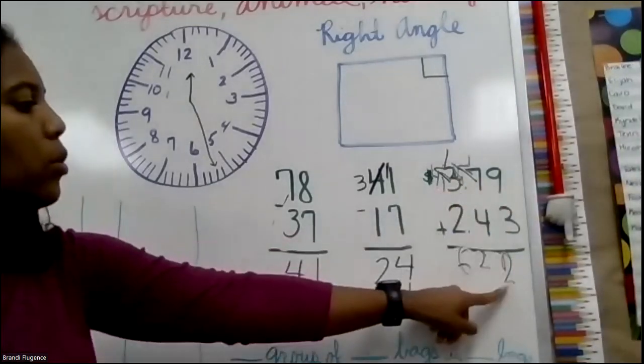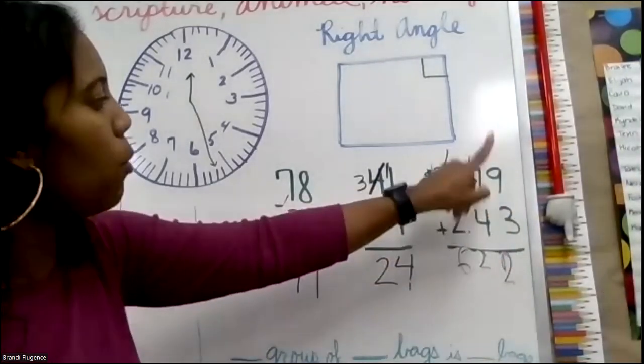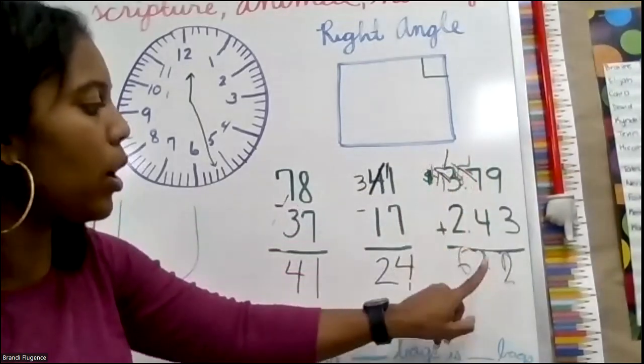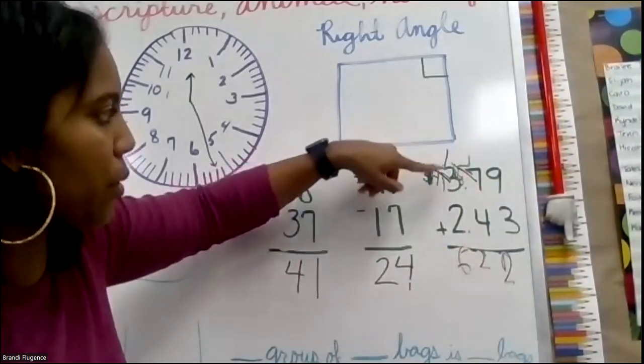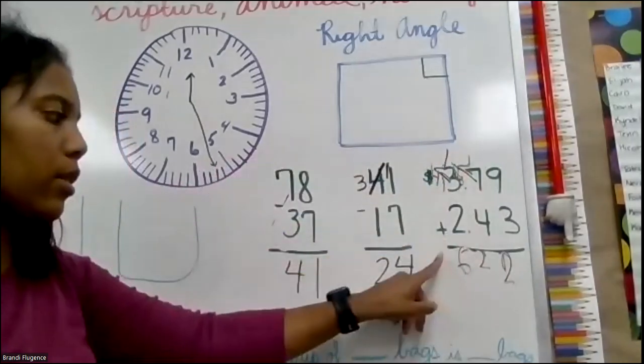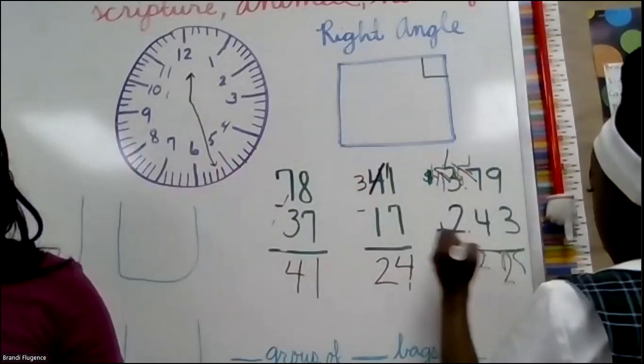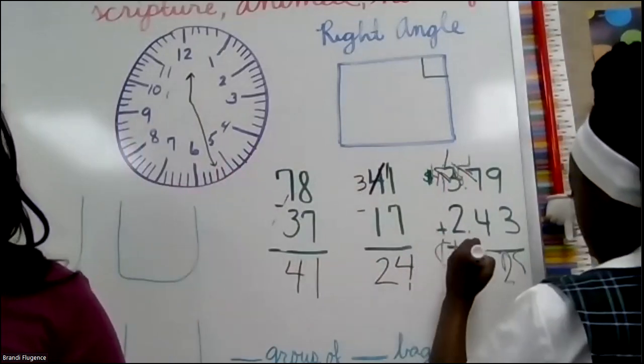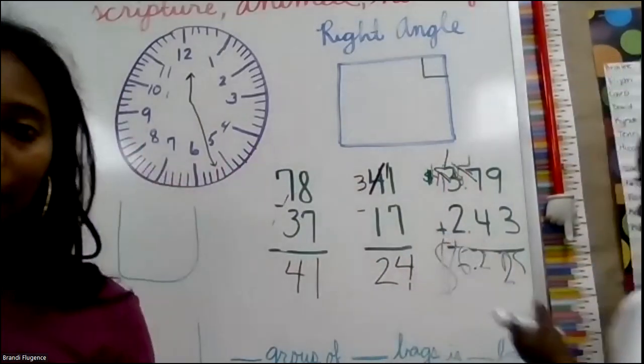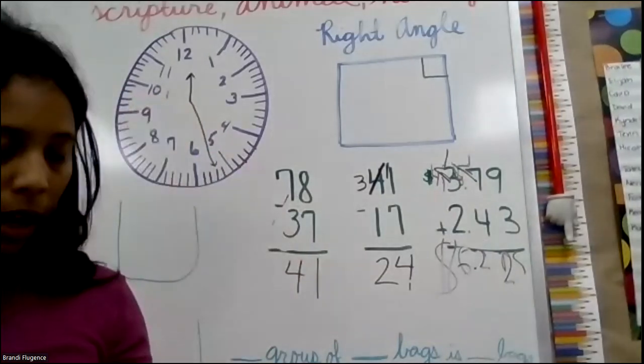Okay, so 9 plus 3 is 12. Drop the 2. Carry my 1. 1 plus 7 is 8. 8 plus 4 is 12. Put the 2. Carry the 1. 1 plus 3 is 4. 4 plus 2 is 6. So 6, 6, 2, 2. So just remember, guys, if you have a very next column, don't skip. Carry over to that next column.